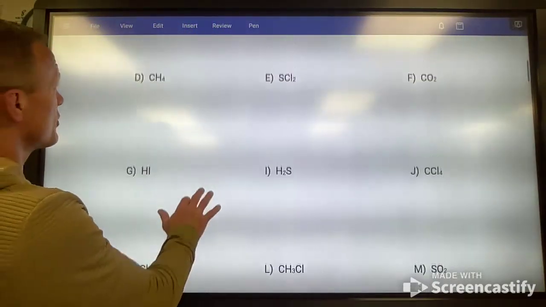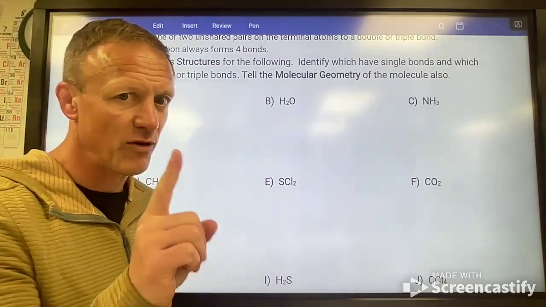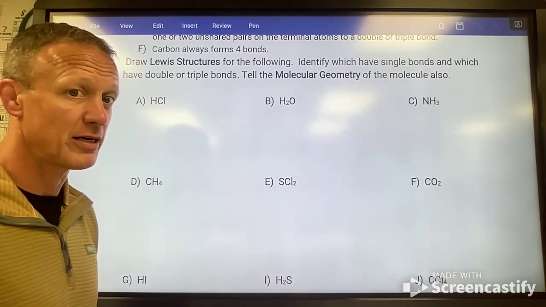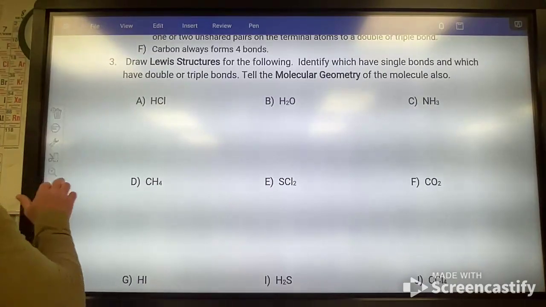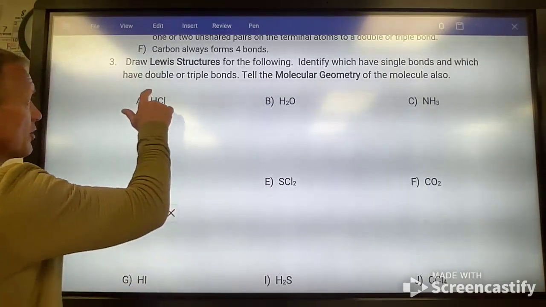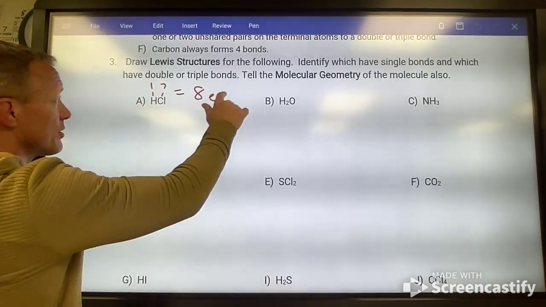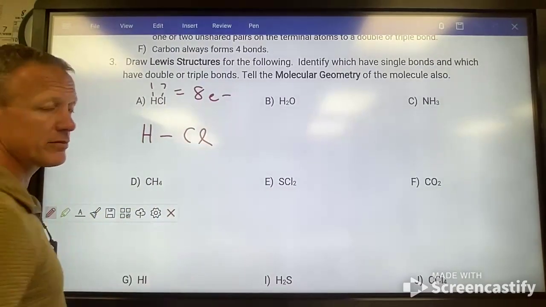Let me pick out a couple others to do here. If you're doing hydrogens, they only form one bond. Hydrogens have one valence electron. They never form more than one bond. They never have lone pairs on them. Listen to me again. Hydrogens only have one bond, no lone pairs. So hydrogens are in a lot of these. Hydrogen's got one valence electron. Chlorine's got 7. We have 8 to use. So we go hydrogen connected to chlorine.